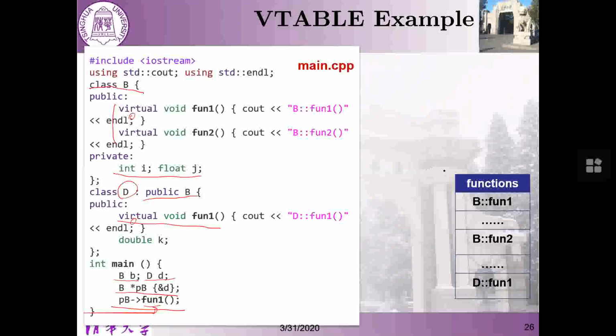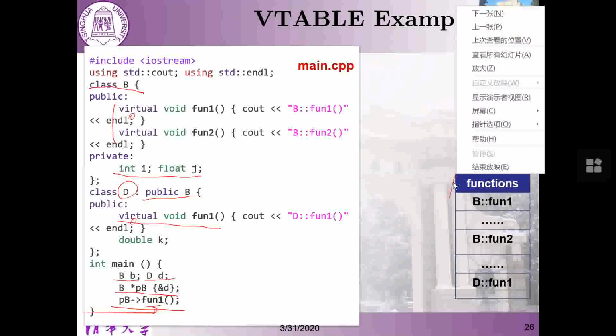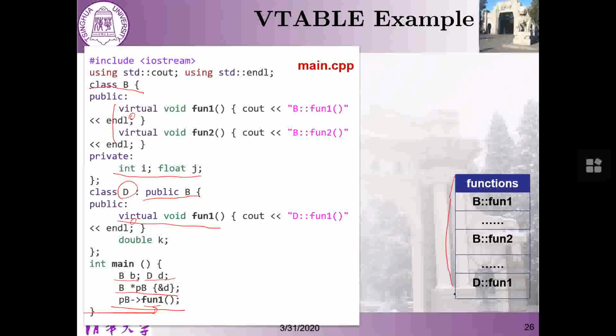Anyways, all the member functions will be stored in a memory segment. This part, for example, all the functions of different classes will be stored here. And then the virtual table will be constructed. The virtual table will be constructed for each class. Each class will have a virtual table.